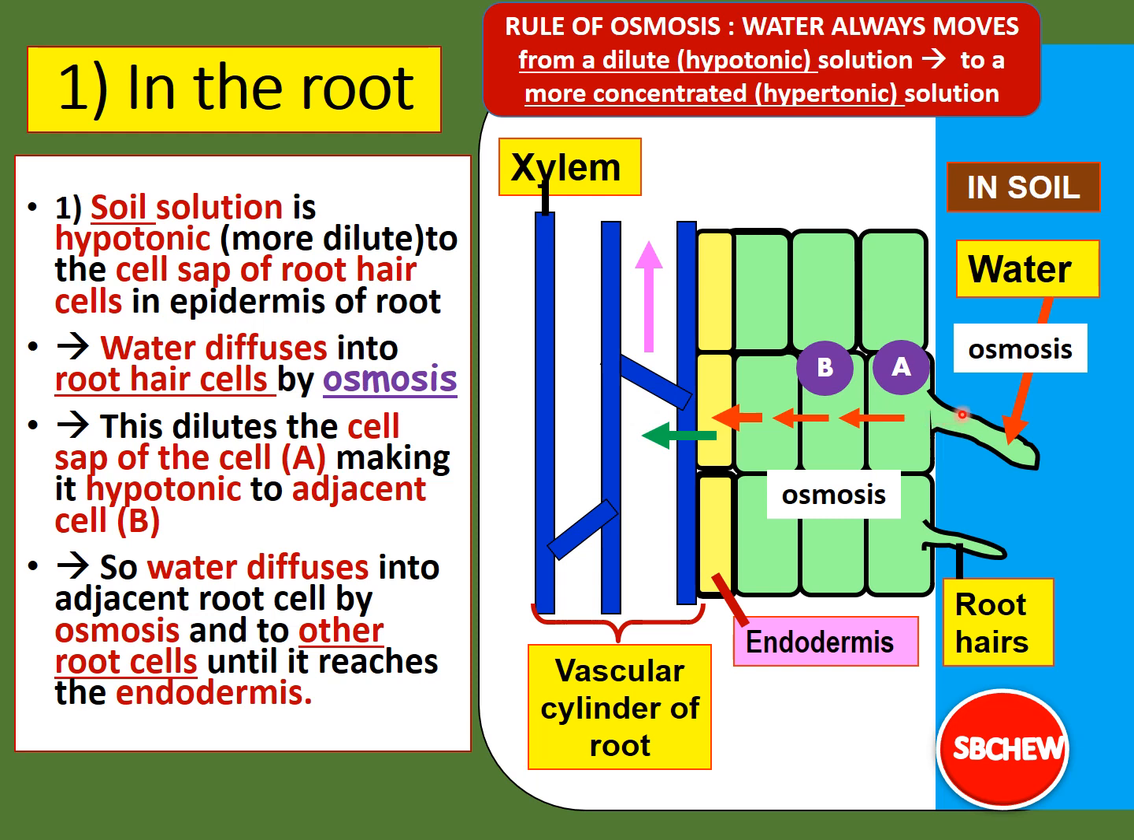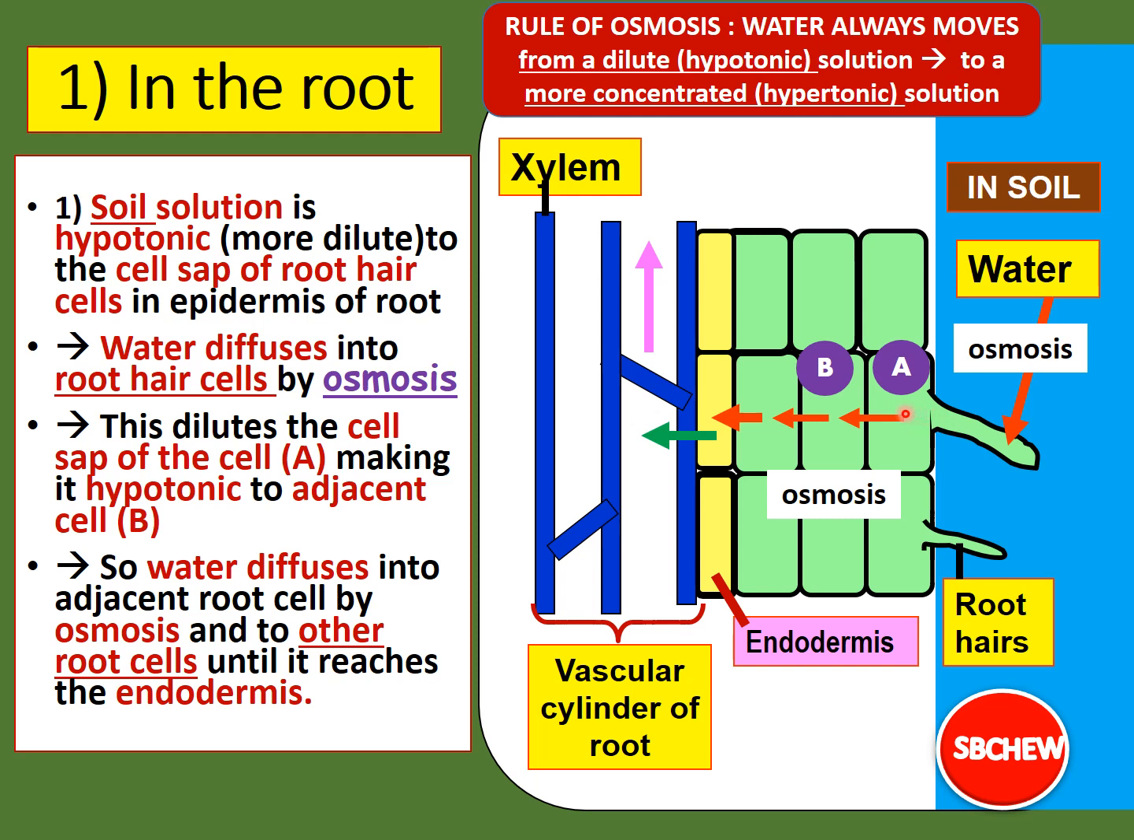Thus, there's a concentration gradient. There's more water, a higher concentration of water, in the soil than in the cell. Thus, water diffuses from the region of high concentration of water in the soil into the root hairs by osmosis.